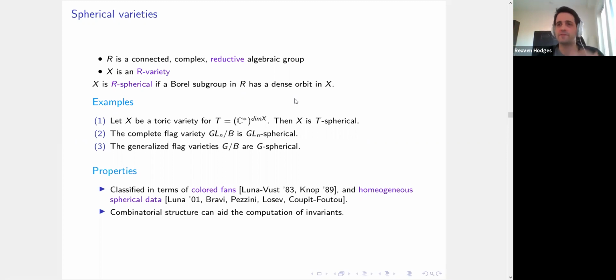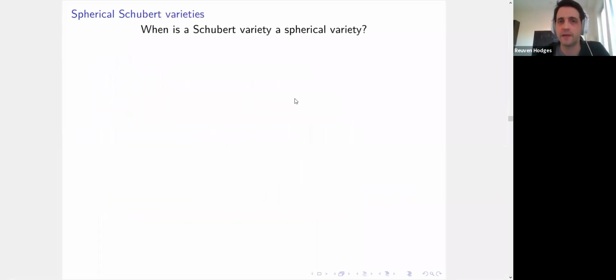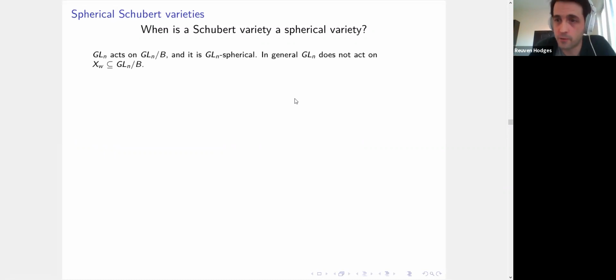Okay, so we have these two classes of varieties, Schubert varieties and spherical varieties, and I think a very natural question is the following: when is a Schubert variety a spherical variety?